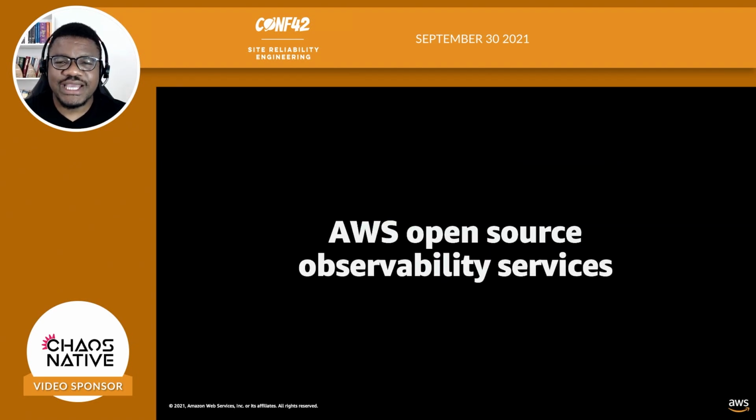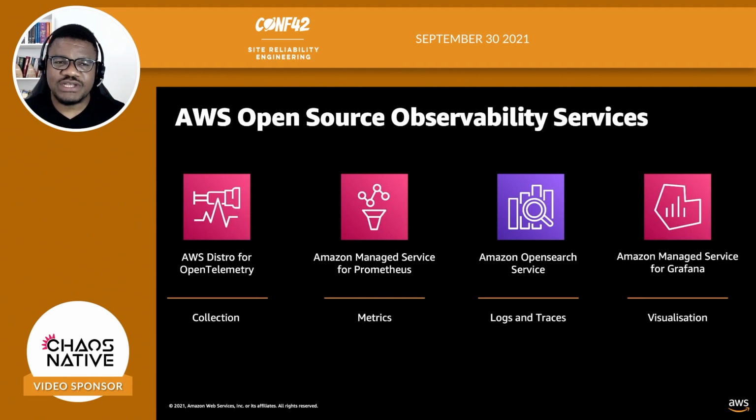Now, let's look at AWS open source observability services. We have a number of services on the platform for observability, some open source services. So, for example, we've got the AWS Distro for OpenTelemetry, which you could use for collection. We've also got the Amazon Managed Service for Prometheus.